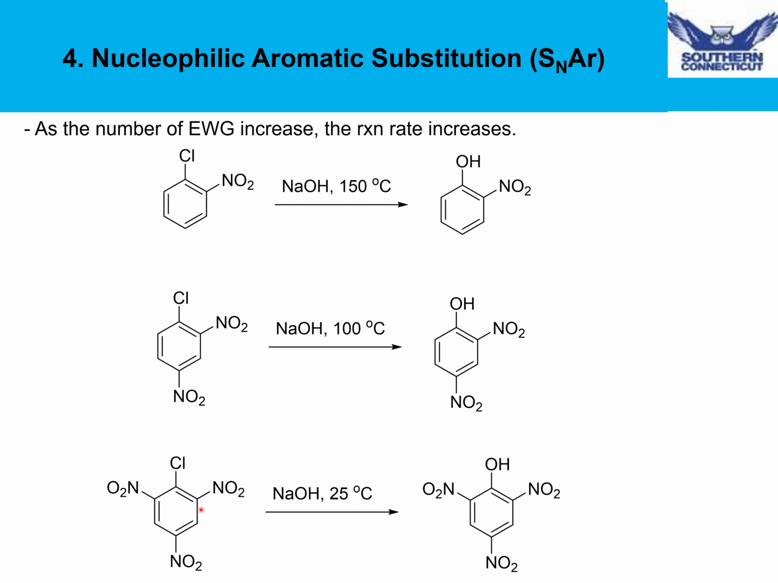When we add 3 nitro groups, 2 at the ortho positions and 1 at the para position, we can do the reaction at room temperature. Note that adding electron withdrawing groups at the meta position does help the reaction in terms of speeding it up, but it doesn't have as much of an effect as it would if we place them ortho or para to the leaving group.